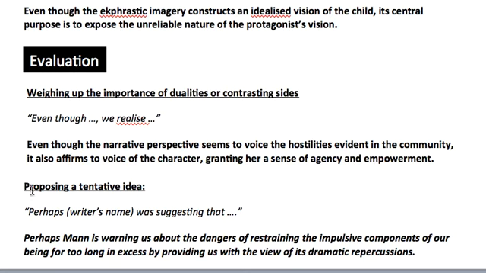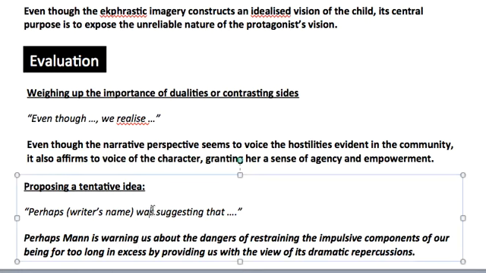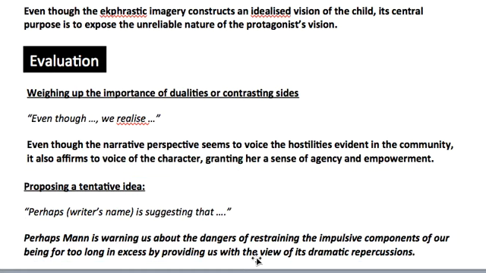And this is a really crucial one. Proposing a tentative idea or proposing an idea tentatively, being suggestive rather than explicit and definite. Perhaps someone is suggesting. Perhaps Mann is warning us about, that should be is, not was, don't use the past tense. Perhaps Mann is suggesting or is warning us about the dangers of restraining the impulsive components of our being for too long in excess by providing us with the view of its dramatic repercussions.